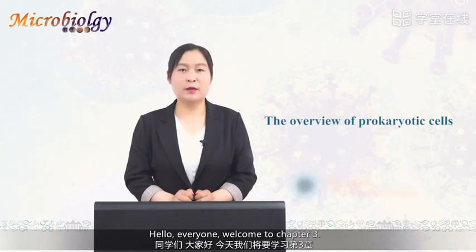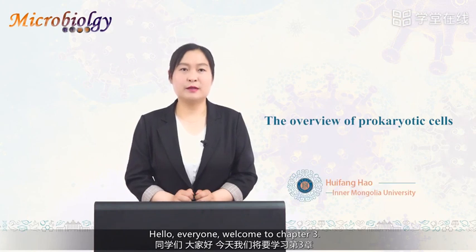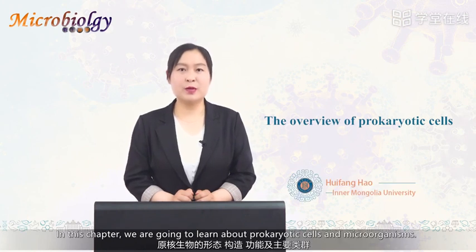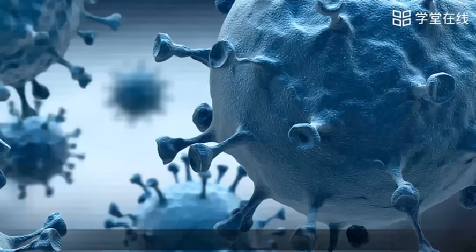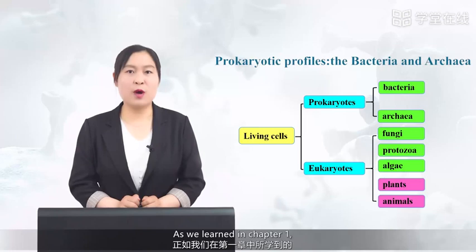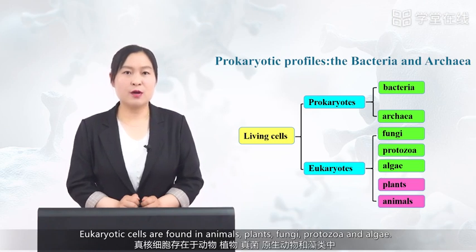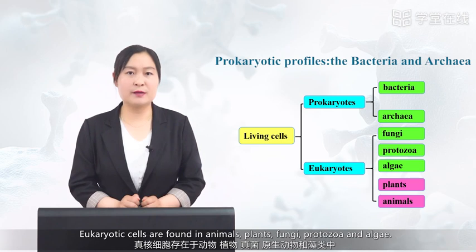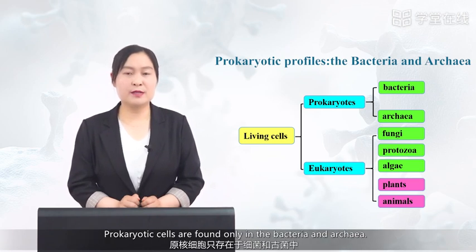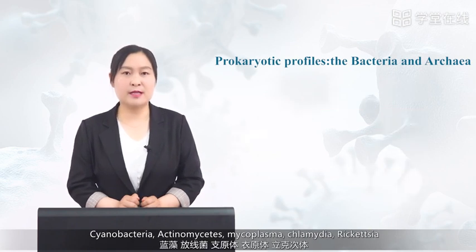Hello everyone, welcome to Chapter 3. In this chapter, we are going to learn about prokaryotic cells and microorganisms. As we learned in Chapter 1, the cells of life are classified into prokaryotic cells and eukaryotic cells. Eukaryotic cells are found in animals, plants, fungi, protozoa, and algae. Prokaryotic cells are found only in the bacteria and archaea.